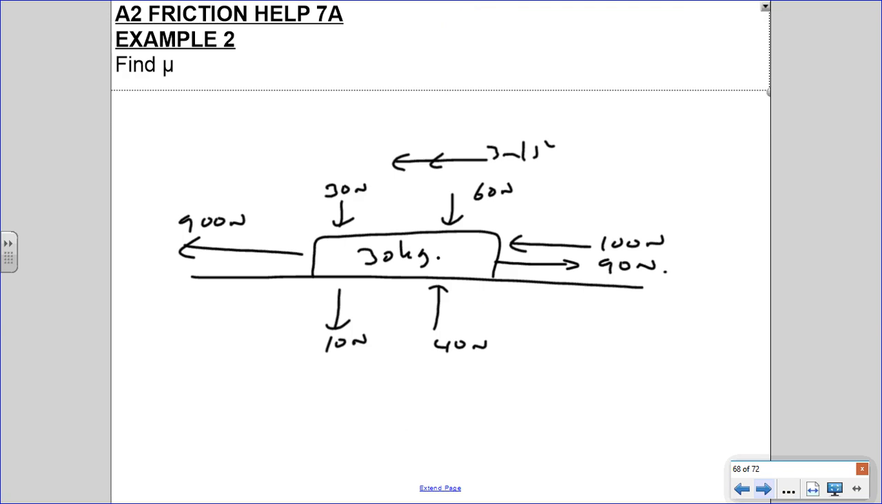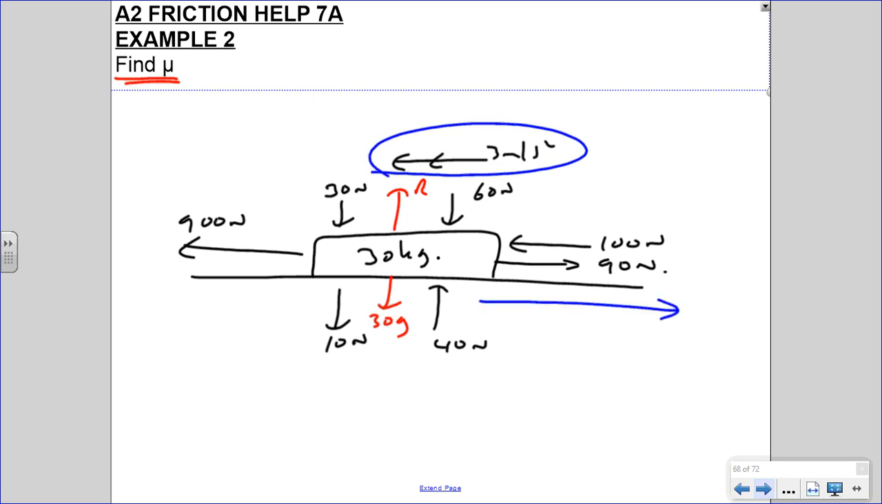Let's do example 2 then. So similar thing. This time it's saying find mu, which is like the one in your booklet. So we need an R, we need our weight, right? And then we need to decide which way friction is acting. But we already know which way friction is acting because acceleration, the double-headed arrow, is going to the left. Friction always opposes acceleration or movement. So this is our mu R here. Notice again, I'm not writing friction, I'm just putting mu R.